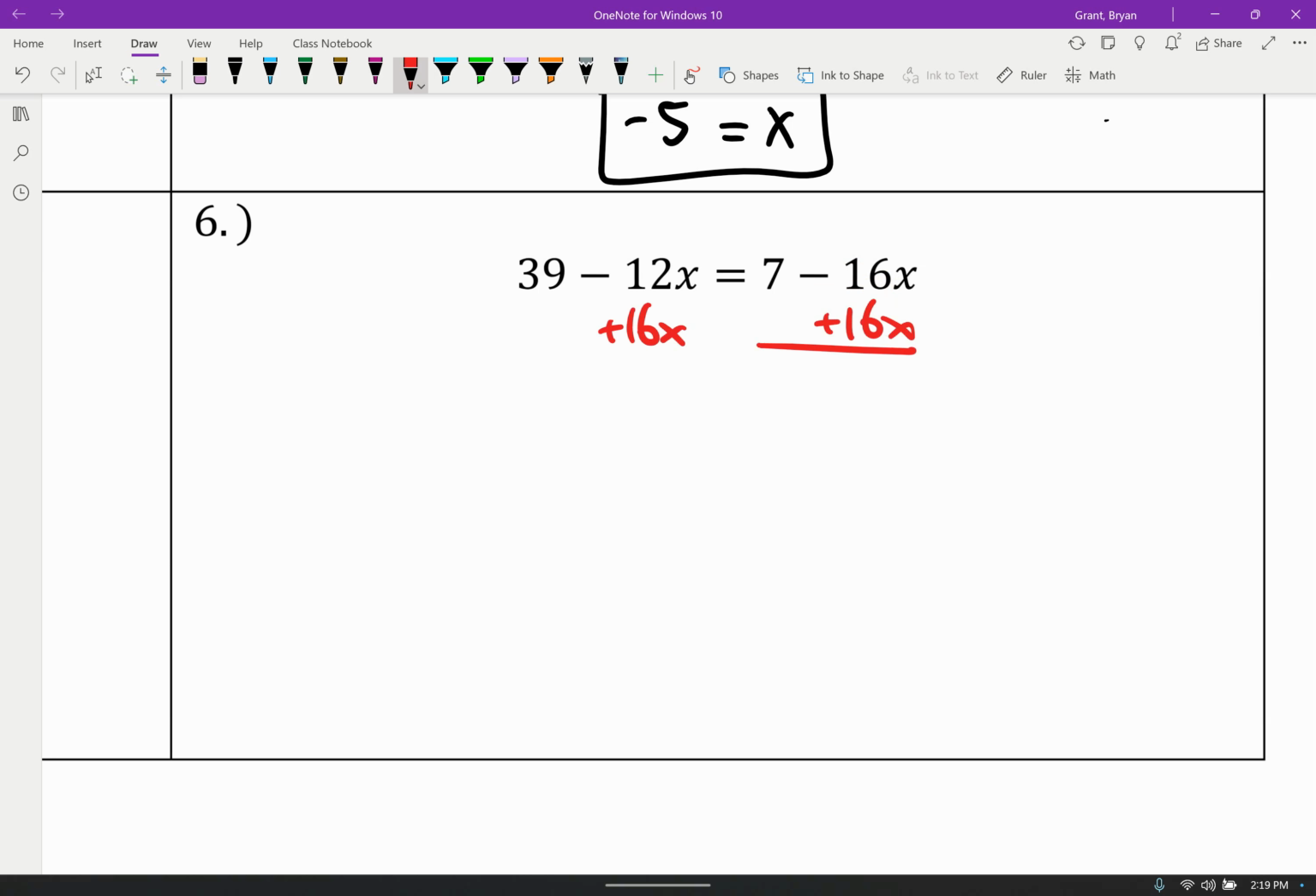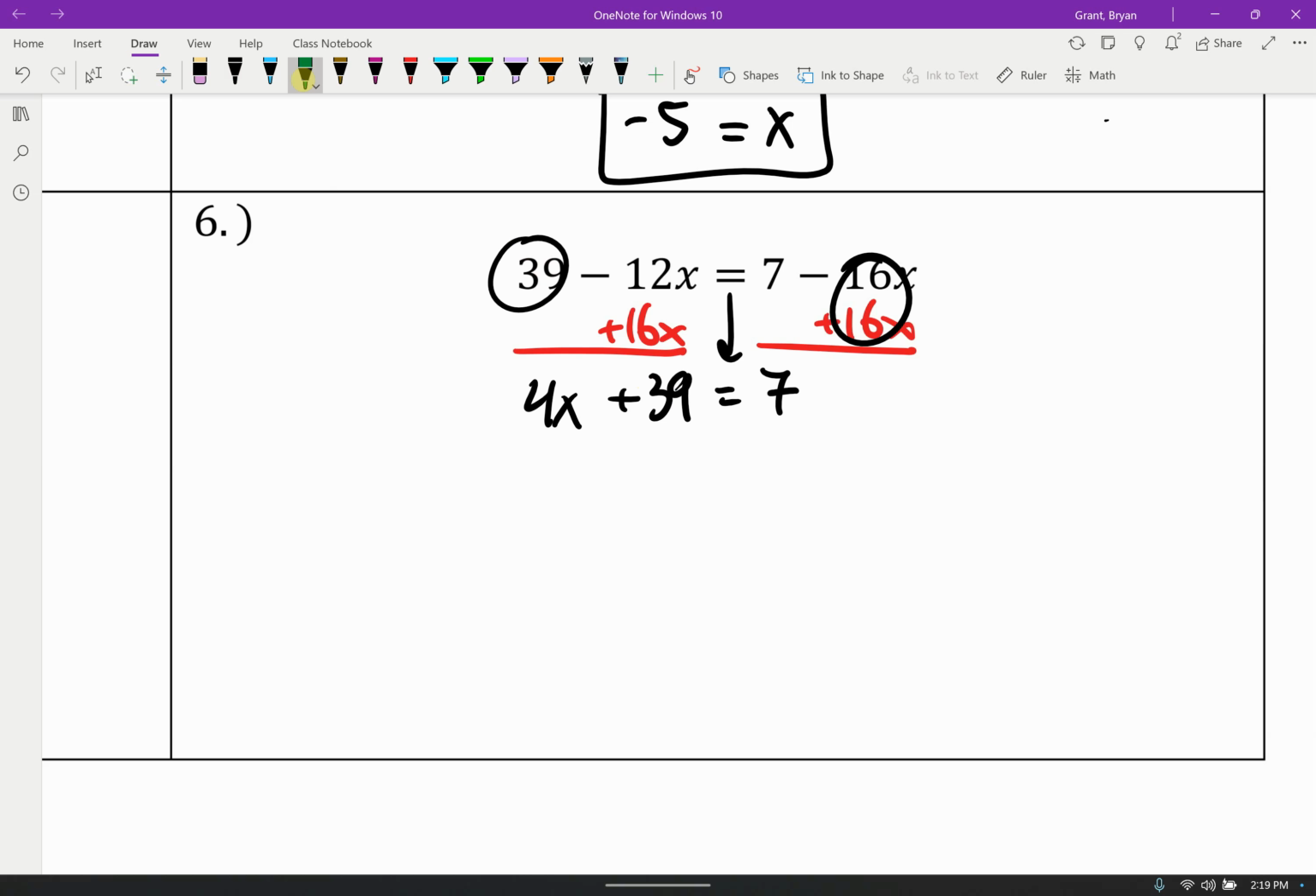Adding 16 to the x's, the like terms. Bring down your equals. Those cancel. There's a 7. I'm going to write my x's first. So although you could say negative 12 plus 16, I like to think of it as 16 minus 12. That's 4x. And then this is a positive 39.